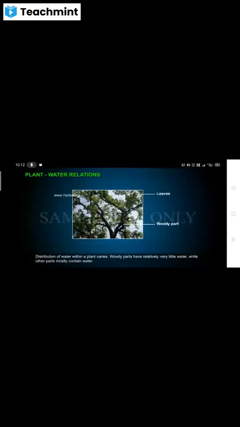So if you consider plants, the water composition of leaves and wood is different. Also in seeds, the water content is different. Water serves a variety of purposes in plants.